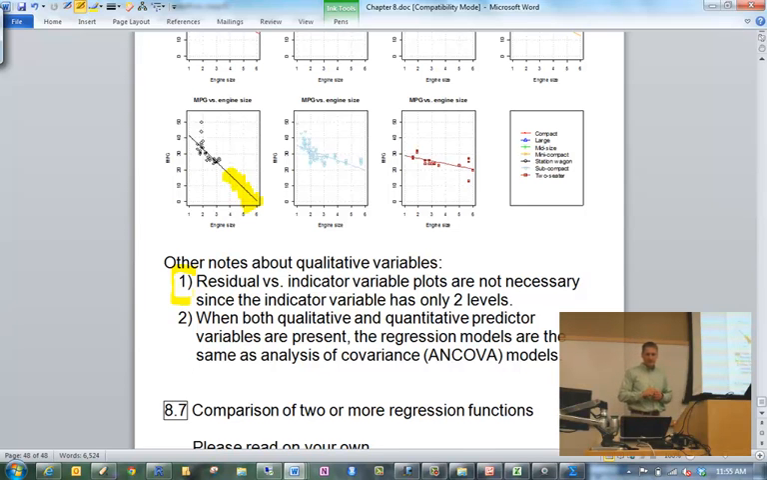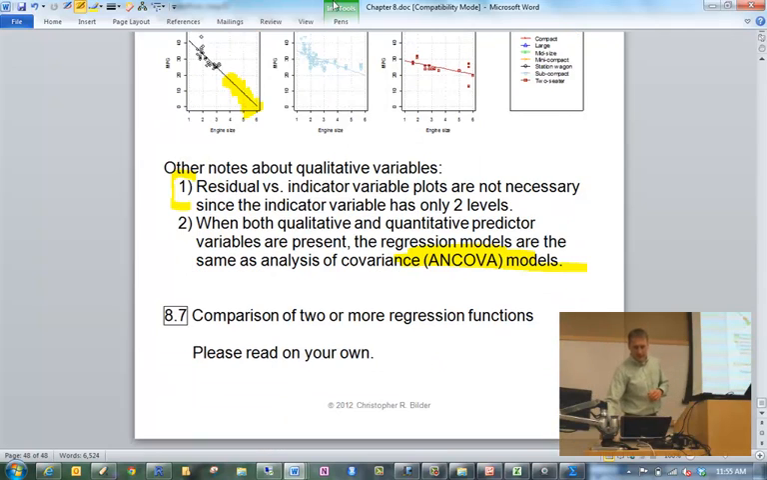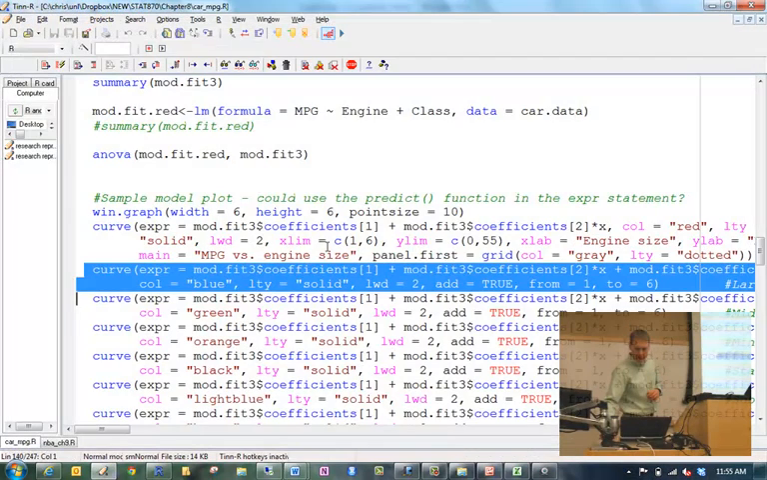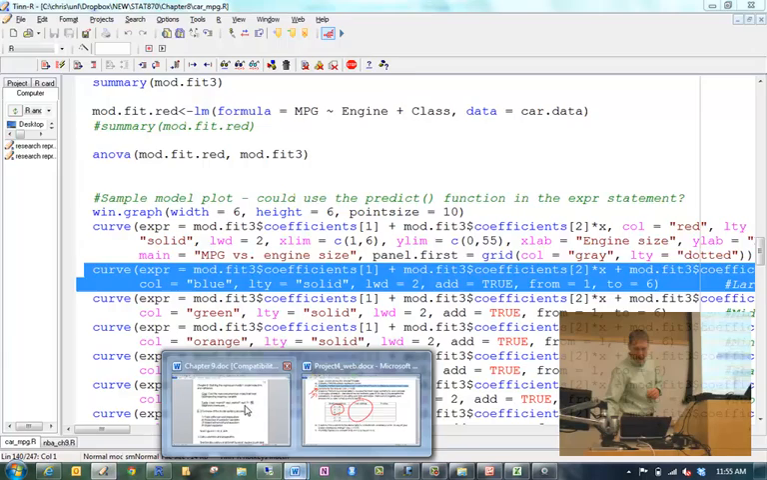But in another class, you may have heard of analysis of covariance models or ANCOVA models. Essentially, this is what we just did with this example here. And that concludes Chapter 8. Let's go to Chapter 9.